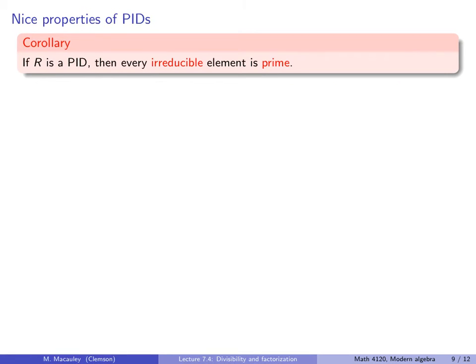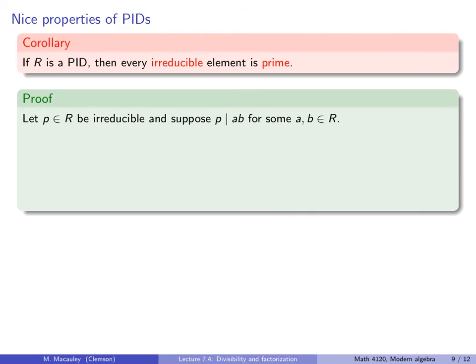A corollary of having a unique GCD is that every irreducible element is prime. To prove this, let's take an element P that is irreducible, and let's suppose that P divides A times B. All we have to show is that P divides A or P divides B. So if P divides A, we're done. So let's suppose that P does not divide A.